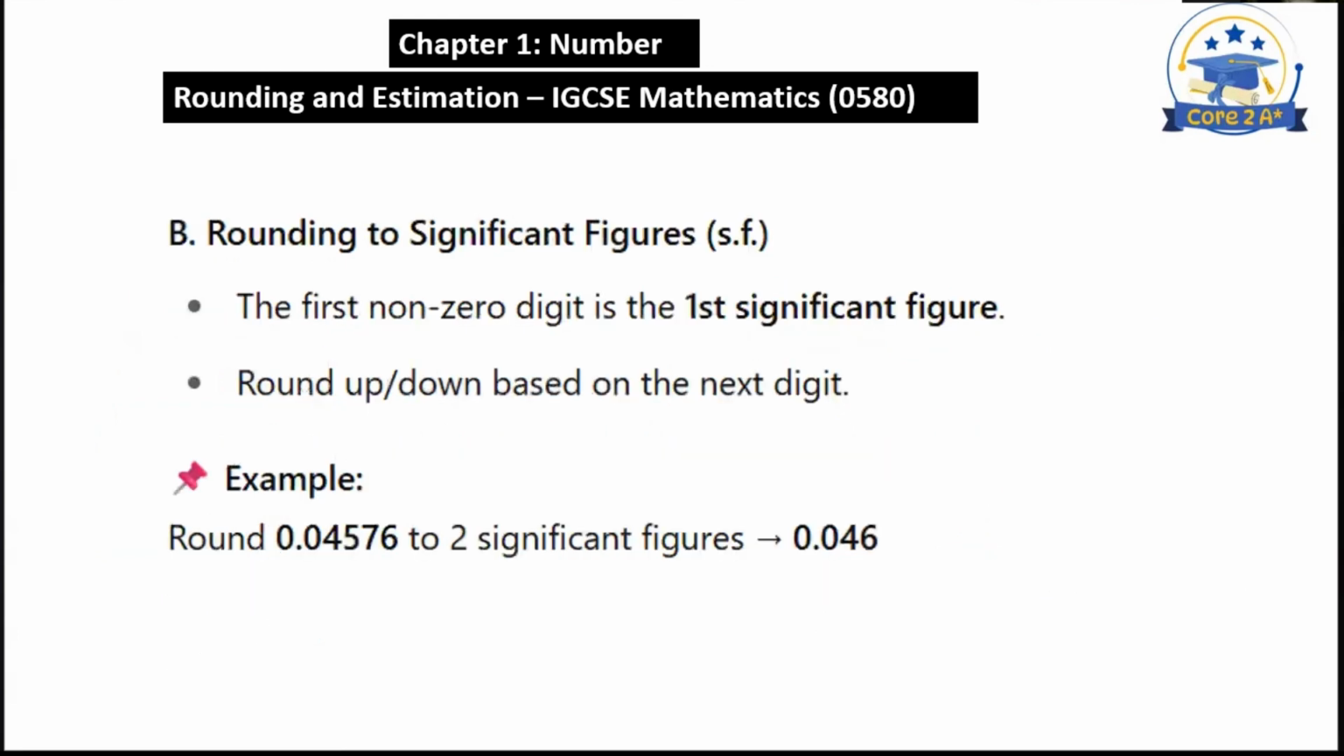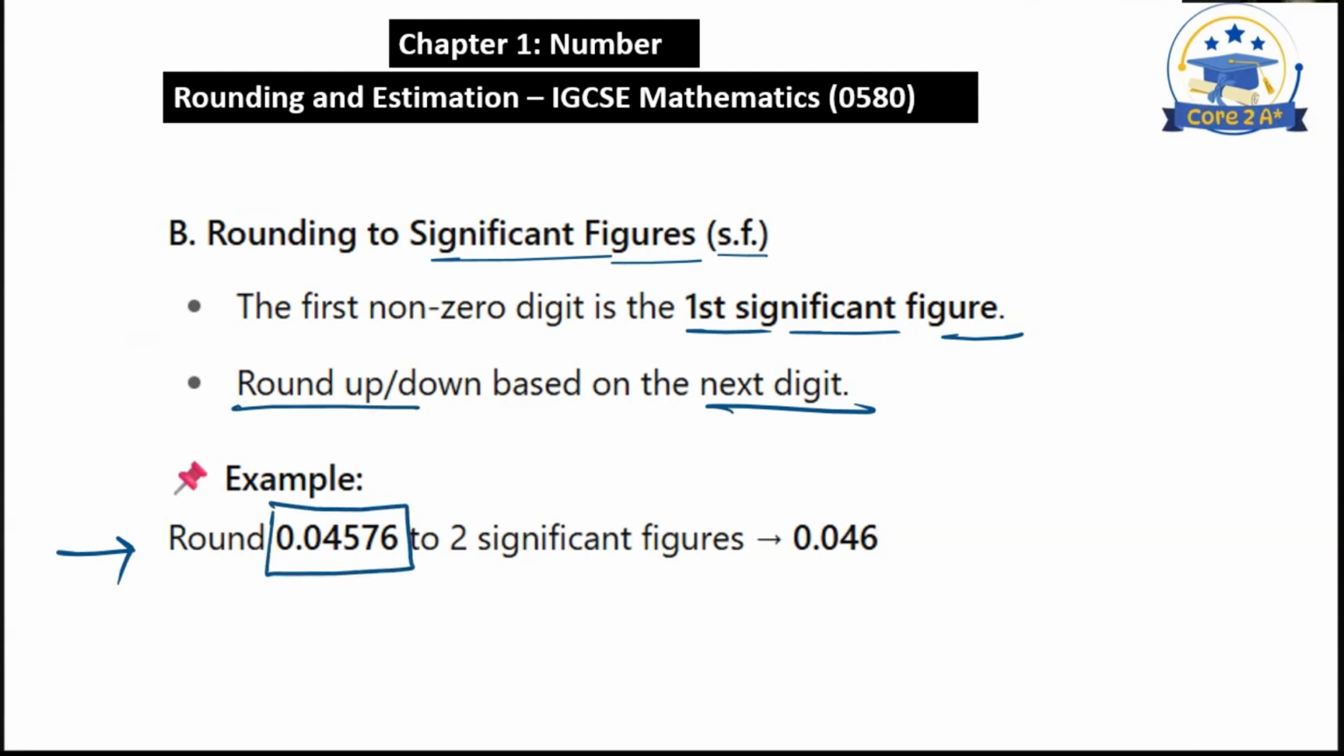Now, moving to the next, rounding to significant figures, SF. This is the short form. The first non-zero digit is the first significant figure. Round up or round down based on the next digit. So what it means, let's understand by this example. Round 0.04566, okay? And now we have to give only 2 significant figures.